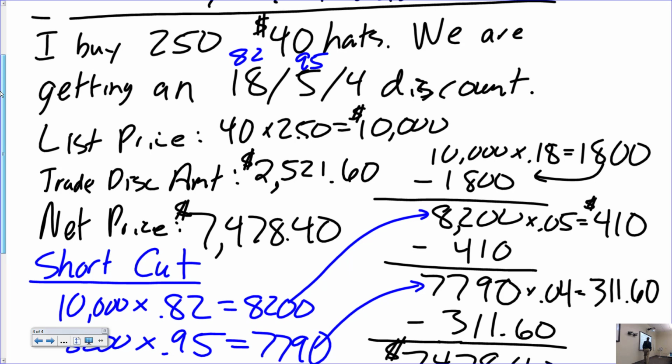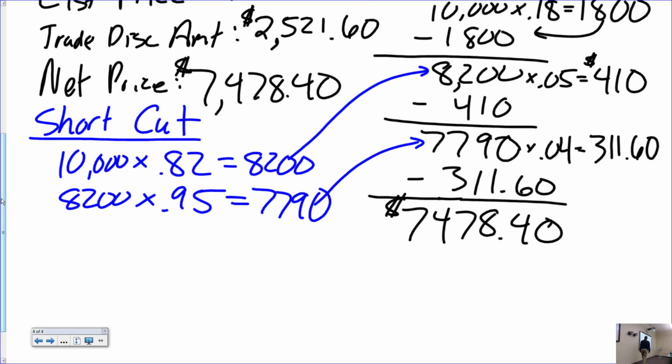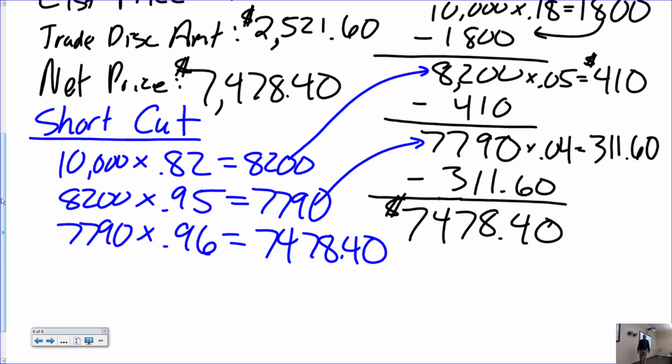96%. And what am I going to do to get my final number? 7,790 times 0.96 gives me 7,478. That's how you should really do discounts, folks. Especially if you've got four or five of those running along all at the same time, having to multiply, subtract, multiply, subtract, multiply, subtract, multiply, subtract is ridiculous.